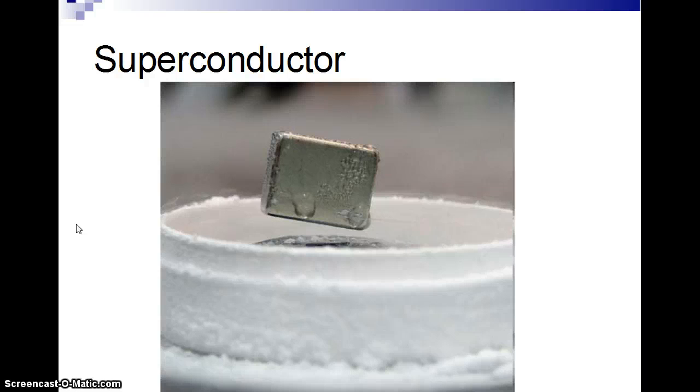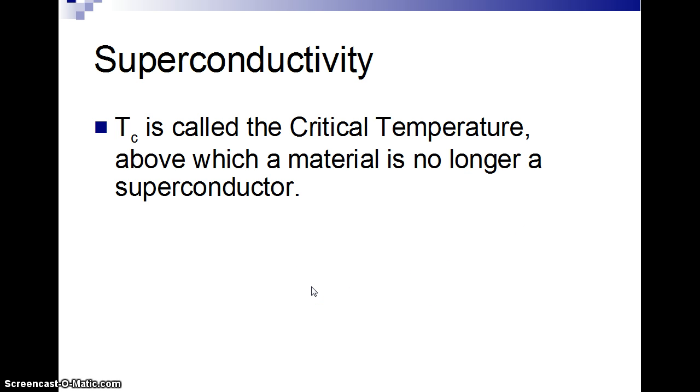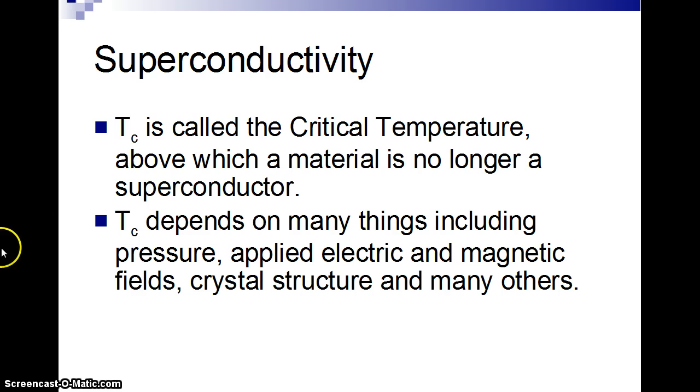They're perfect repellers of magnetic force. So here you have, in a very cold material, a magnet that's floating above this superconductor. The temperature at which an object becomes a superconductor is called the critical temperature. If you're above that, you don't get a superconductor, but below it you can. And you can change it.